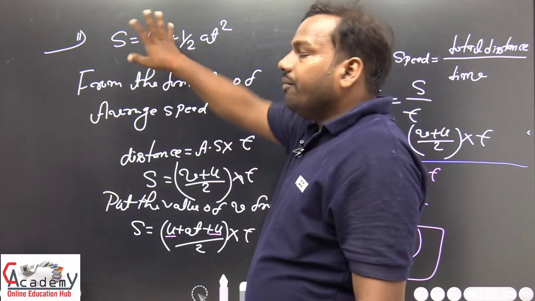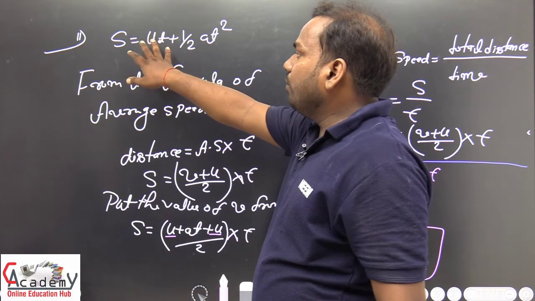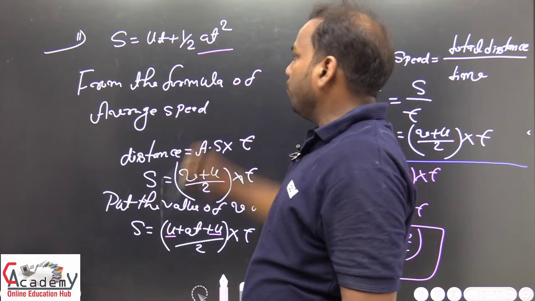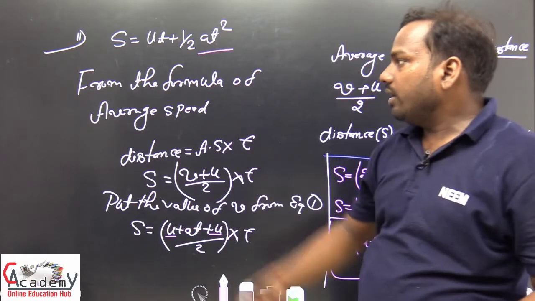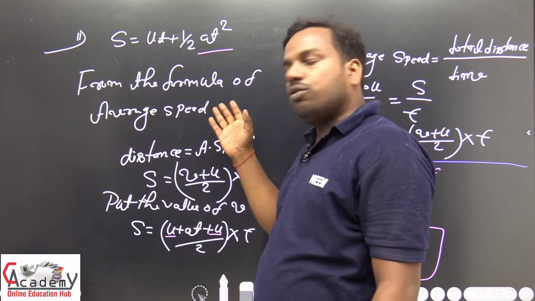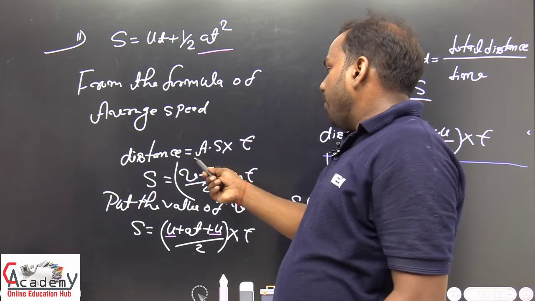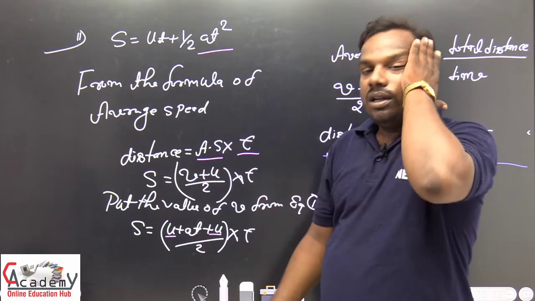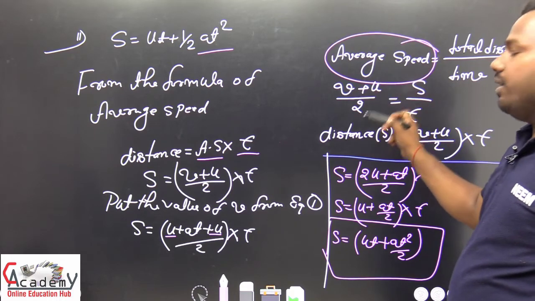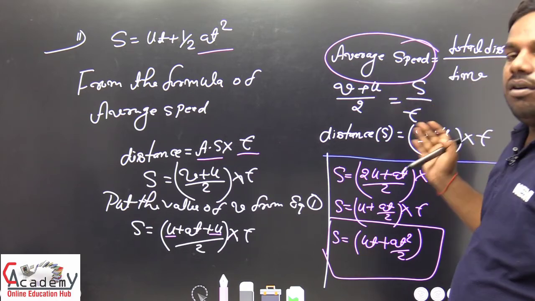Again we repeat, how we get the second equation of motion. We know that s is equal to ut plus half at square. That is the second equation of motion. From the formula of average speed, we know that average speed is equal to distance upon time. So distance is equal to average speed multiplied by time. Then what is the average speed? Average speed is equal to (v plus u) by 2, and the total distance is s upon t.